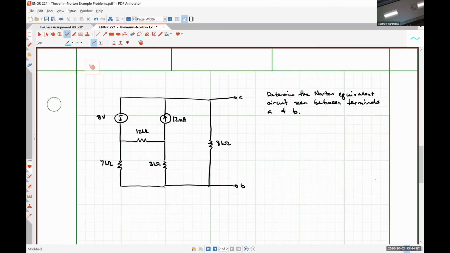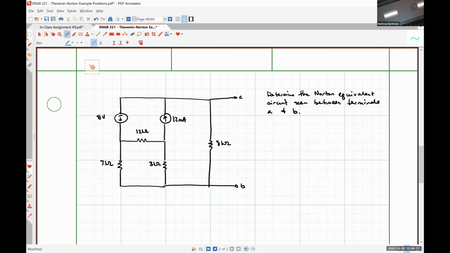All right, our next circuit, maybe a little bit more ungainly. We are asked to determine the Norton equivalent circuit. So the Thevenin equivalent circuit was a practical voltage source representation. The Norton equivalent circuit is a practical current source representation of a network. We're asked to find the Norton equivalent circuit seen between terminals A and B. So this is a very important distinction.